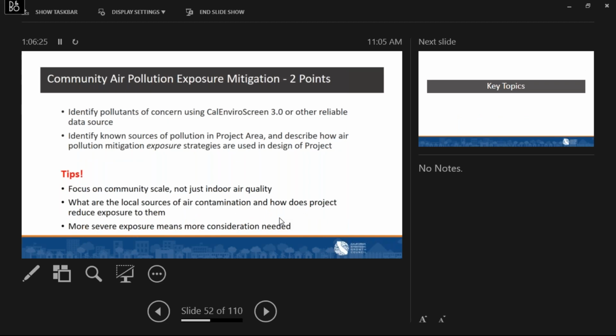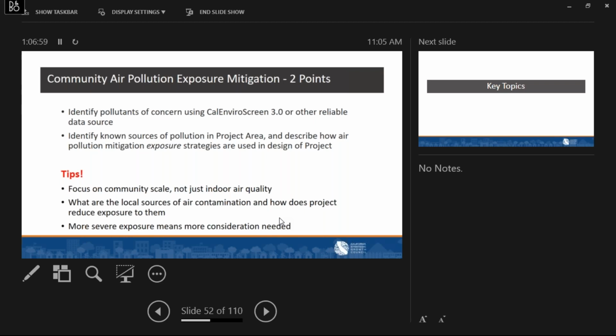And the final narrative scoring category is for air pollution exposure mitigation. So this is to identify different air pollution sources within the project area and describe what strategies will be used to mitigate that exposure to the residents in the project area. So really a key here is to focus on the community and their exposure, not exposure specifically just in the housing development itself.